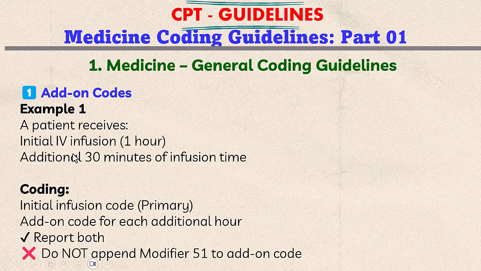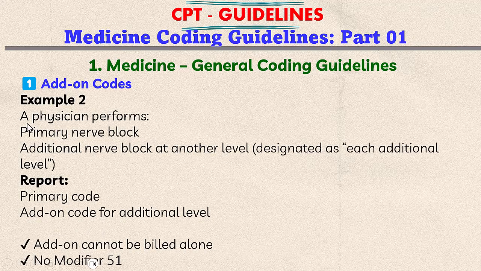For example, a patient receives an initial IV infusion for 1 hour and an additional 30 minutes of infusion time. So here the coding is: report the initial infusion code as the primary code, then report the add-on code for each additional hour. Importantly, you have to report both codes and do not append modifier 51 to the add-on code. Let's look at another example.